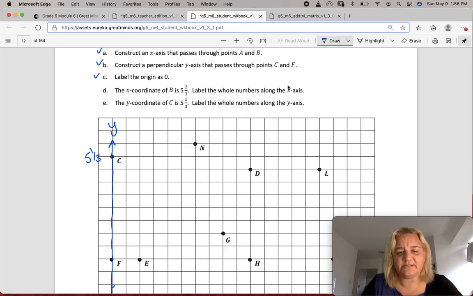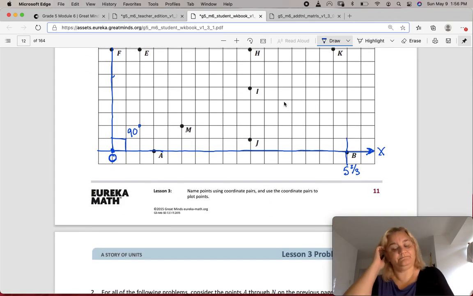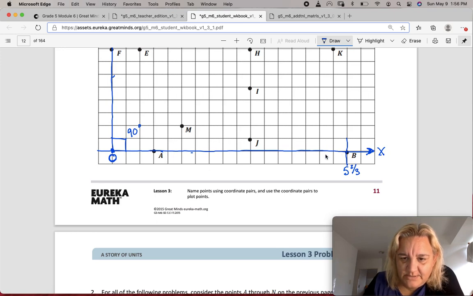Label the whole numbers along the x-axis. Label the whole numbers along the y-axis. Okay. So let's figure out how many are in here. 1, 2, 3, 4, 5. Nope. Okay, let's see. 1, 2, 3, 4, 5, 6, 7, 8, 9, 10, 11, 12, 13, 14, 15, 16, 17.